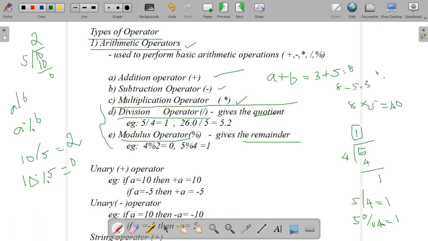So these are the different types of arithmetic operators, and mainly these two differences are very important for 2 mark questions. The division operator gives the quotient value and the modulus operator gives the remainder value.